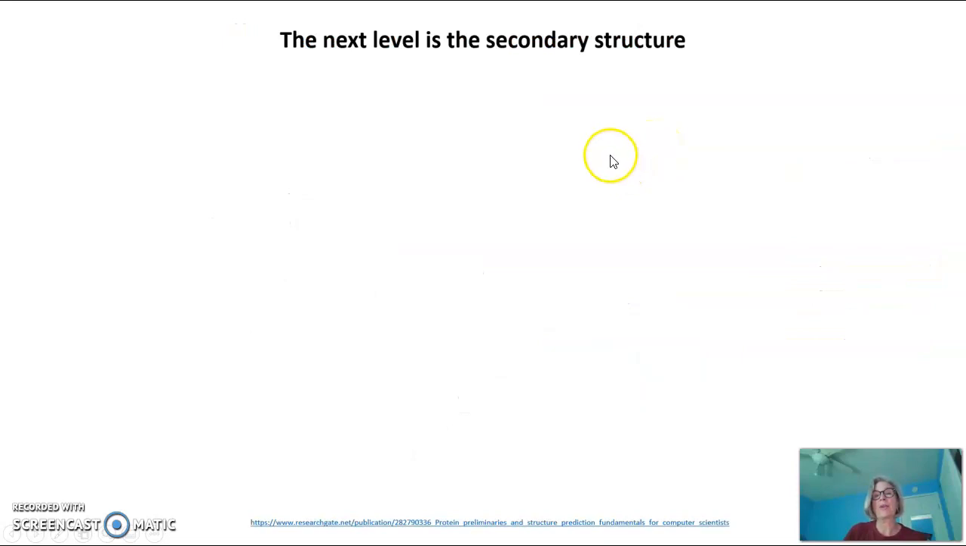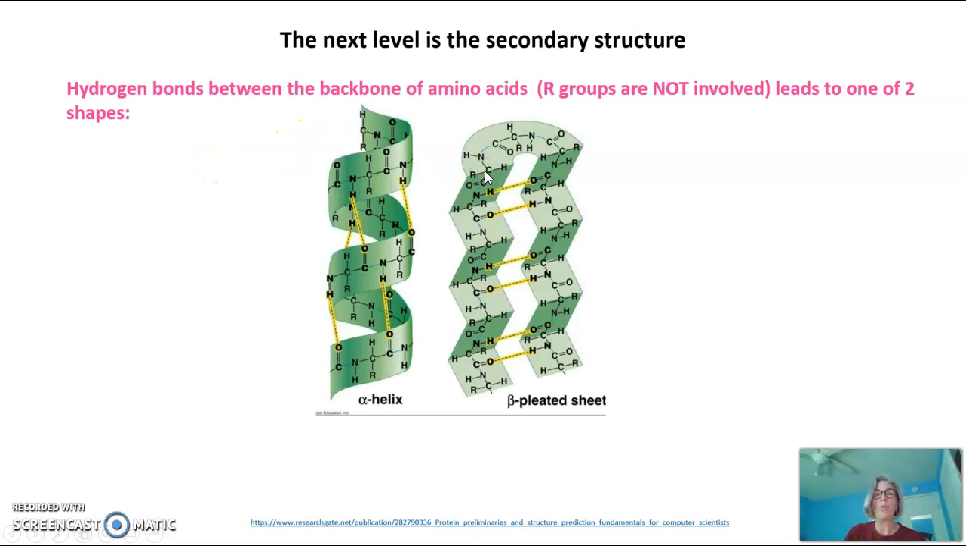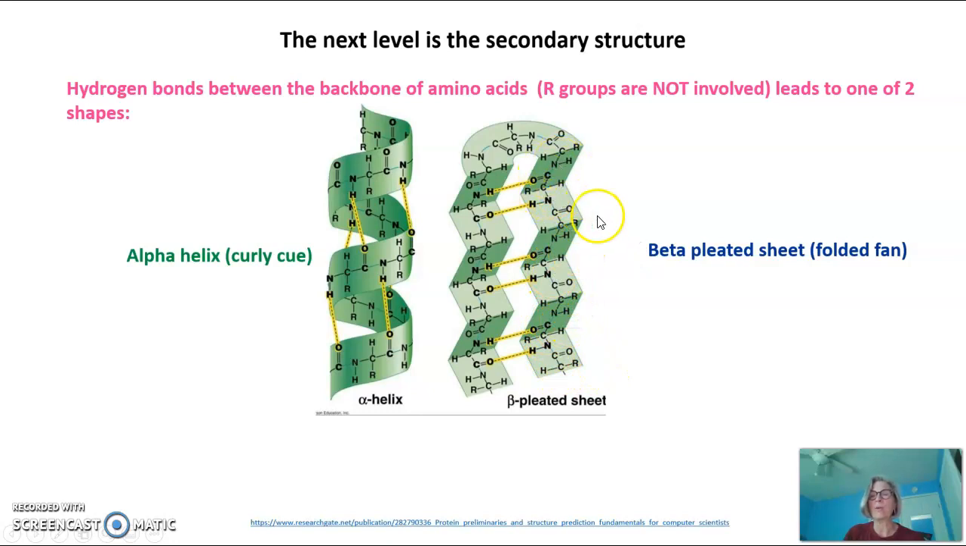The next level of structure is called secondary structure. This is formed by hydrogen bonds between the backbone of amino acids. The R groups are not involved. Again, if this doesn't make sense to you about backbone and R groups, you need to go back to the Introduction to Proteins video. So these hydrogen bonds between the backbone lead to one of 2 shapes, either an alpha helix, which kind of looks like a curly Q here. The scientific term, however, is alpha helix, not curly Q. Or it could be a beta pleated sheet that looks a bit like a folded fan.